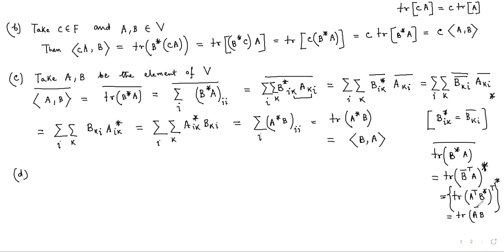Trace of A transpose B conjugate, whole conjugate. Yes, and then this is coming to trace of A star B. So from this, I'm getting the inner product of B comma A. So is this method right?